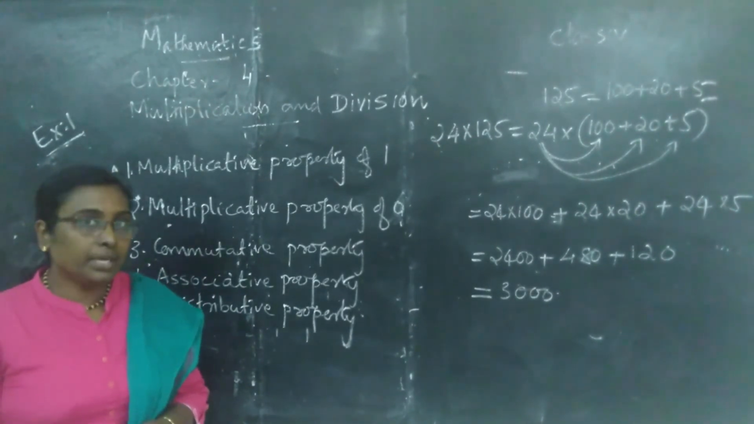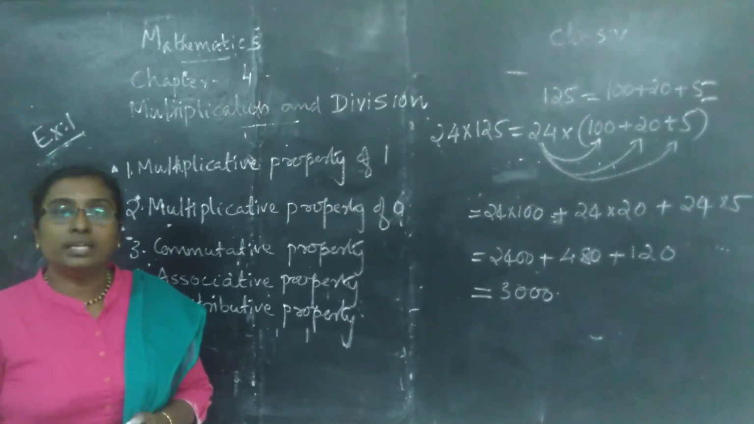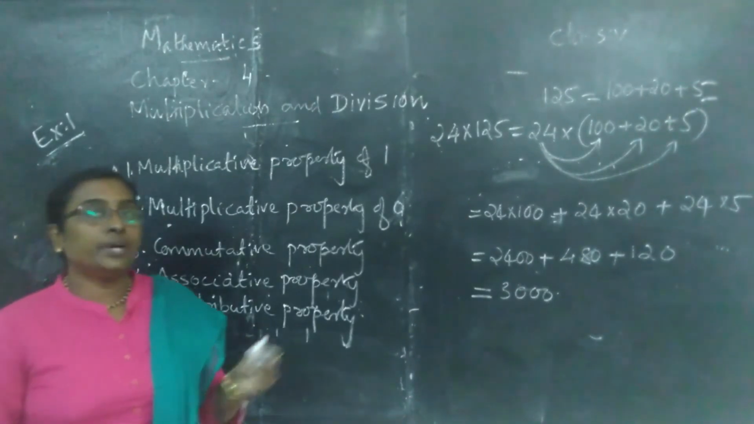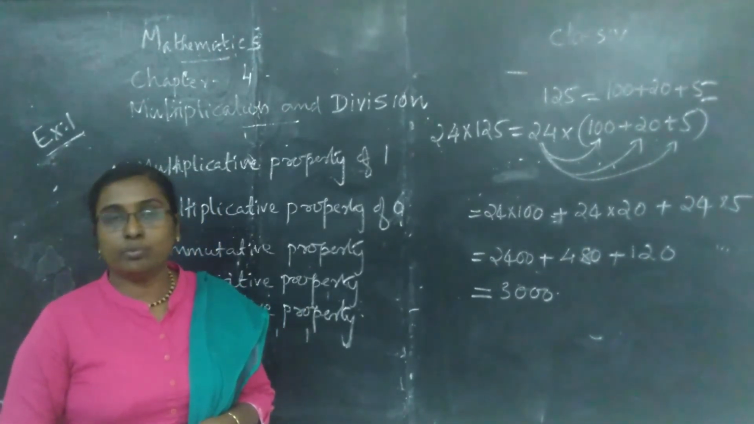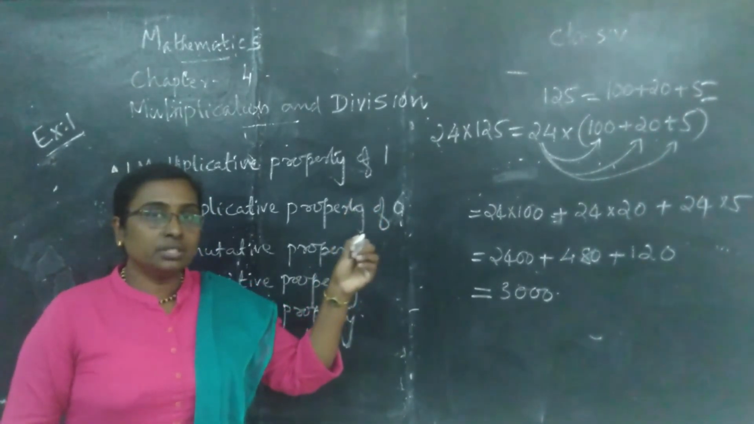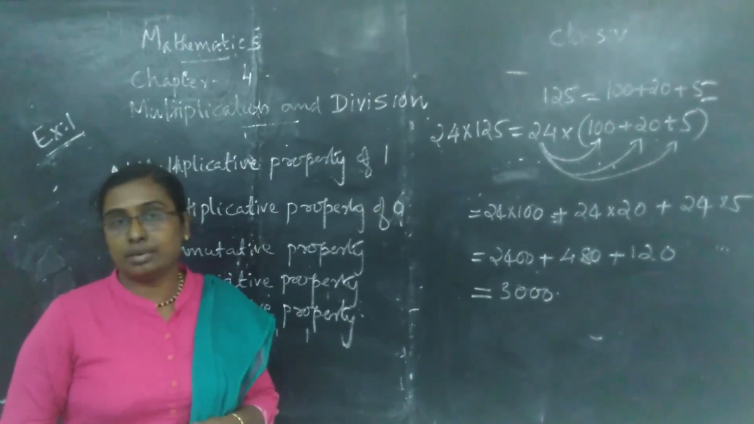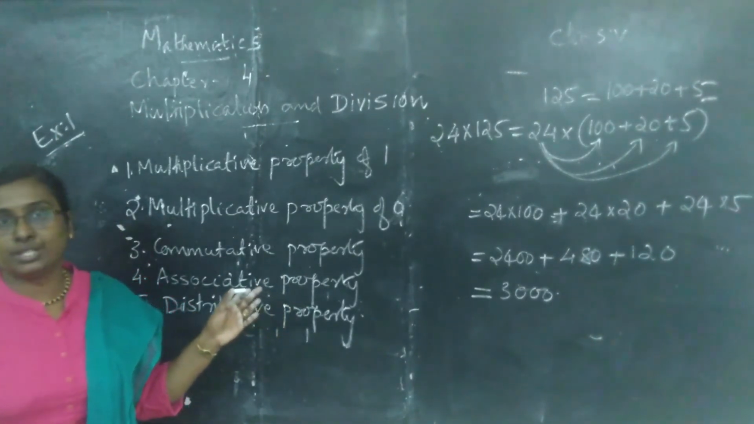Okay. The last property is the distributive property. In the distributive property, in order to find a product, we split the larger number for easier multiplication. Then distribute multiplication over addition or subtraction. These are the 5 properties of multiplication.